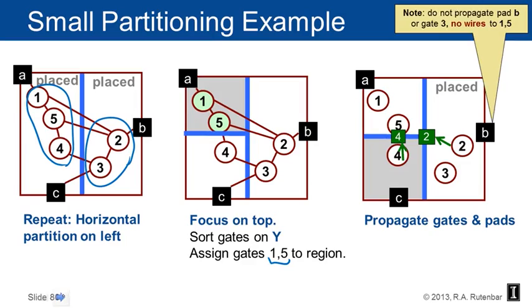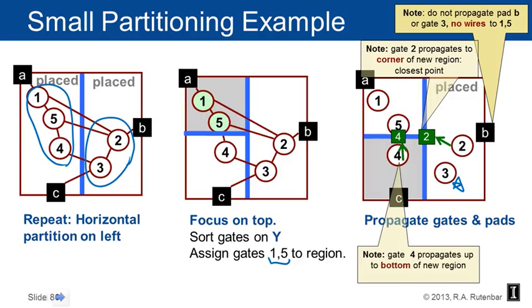But nothing else actually needs to move. Pad B does not need to propagate. Neither does gate 3, that's this one over here. They don't have any wires that connect directly to gates 1 and 5. Gate 2 propagates to the corner of this region. That's sort of the closest point on the region. And gate 4 just propagates up to the bottom of the new region, and now I have the new quadratic placement problem. I know what I have to solve.